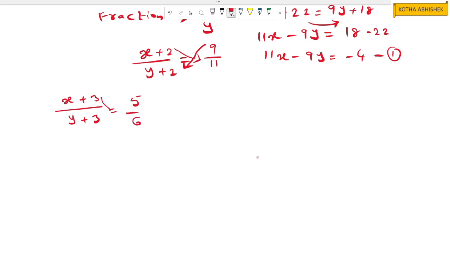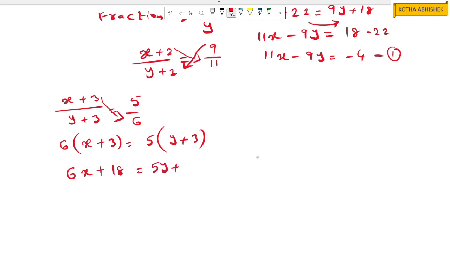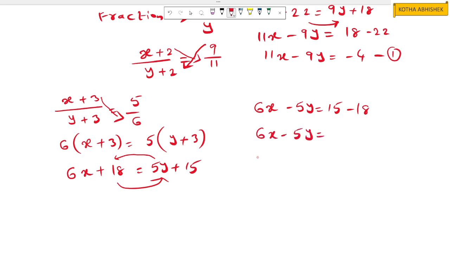Now let us do cross multiplication here also again. 6 times x plus 3 equals 5 times y plus 3. 6 into x is 6x plus 6 3s are 18 equals 5 into y, 5y plus 5 3s are 15. Now taking 5y to the left side and 18 to the right side. So our equation will be 6x minus 5y equals 15 minus 18. So 6x minus 5y as it is, which equals 15 minus 18, it is minus 3. This is equation number 2.